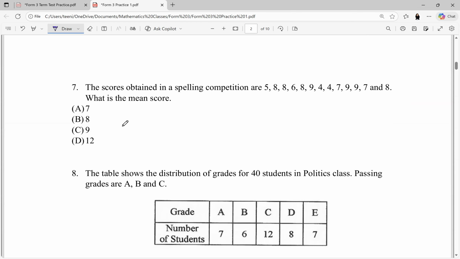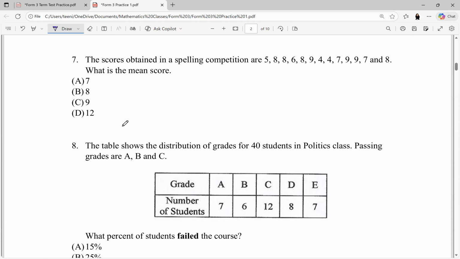The scores obtained in a spelling competition are 5, 8, 8, 6, 8, 9, 4, 4, 7, 9, 9, 7, and 8. What is the mean score? How do you calculate mean, guys? Add everything and then divide it by the number of numbers. Right. That's right. So work it out for me. You add up everything and then you divide by the number of numbers that you added up.